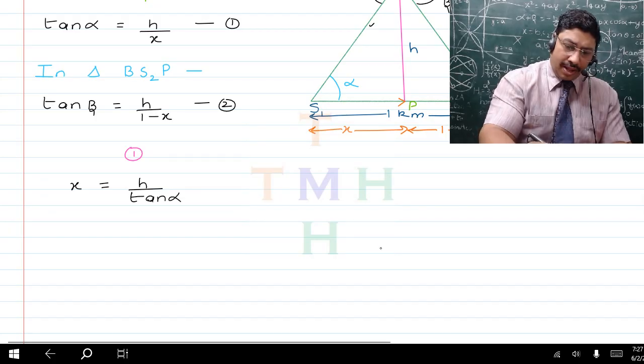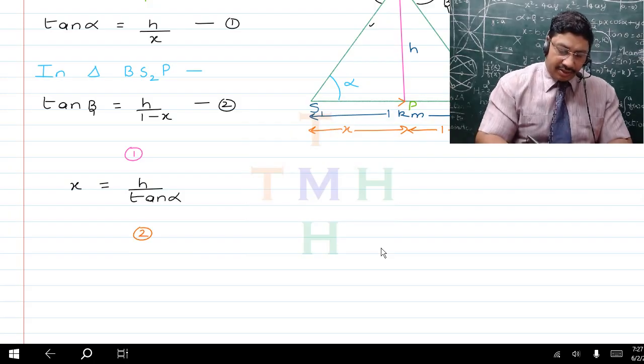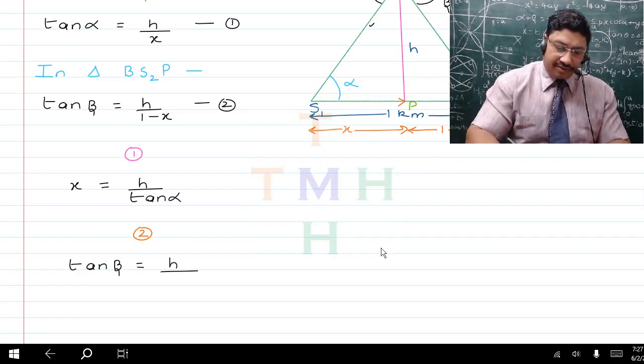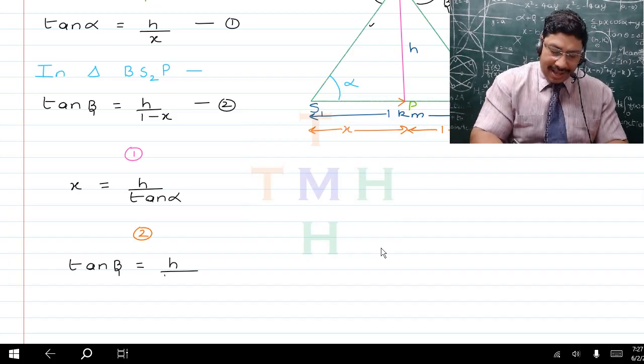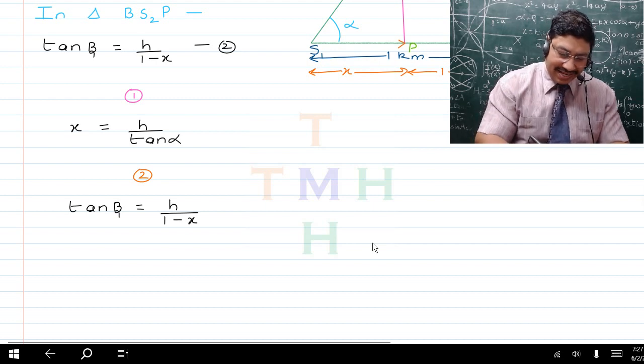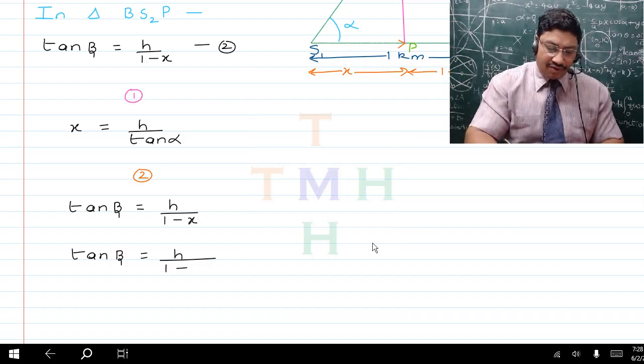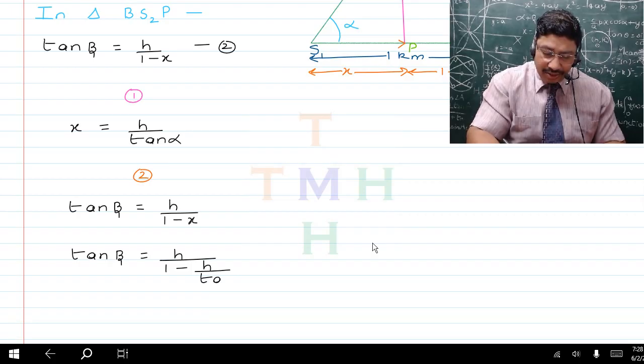So now we talk about the second equation. In the second equation, children, we now have the value of tan beta, which is equal to h divided by 1 minus x. Further, we keep this value of x, so we have tan beta equal to h divided by 1 minus what is the value of x? We just found the value of x to be h upon tan alpha, and that is what we keep here.